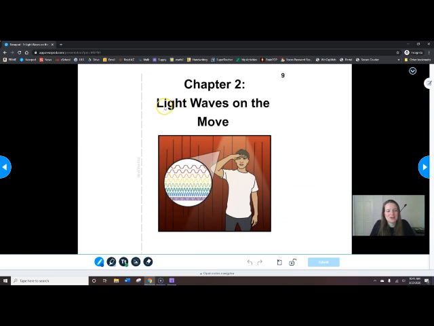Okay, today we're talking about light waves on the move. Okay, so here we already learned that light and sound travel in waves and they go through the air. But we don't really see them until we see the end result. But the waves are how they travel to our eyes. Very complicated. So light waves on the move.